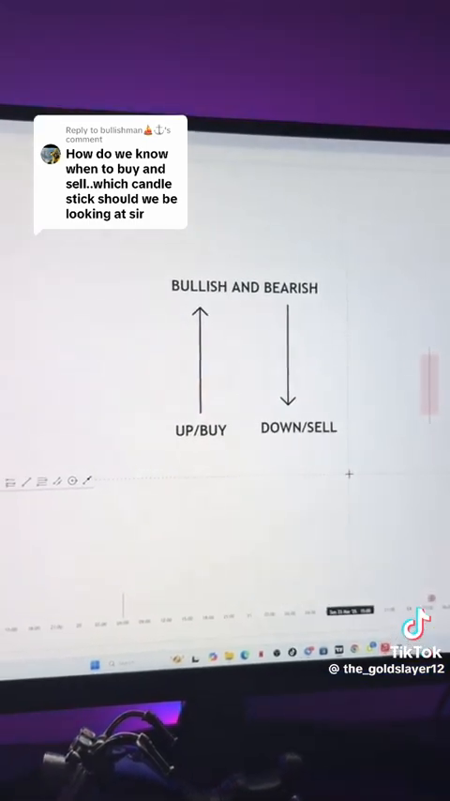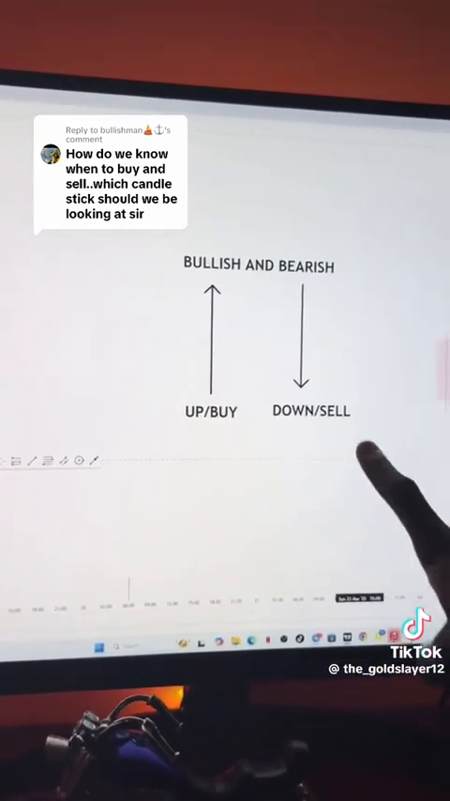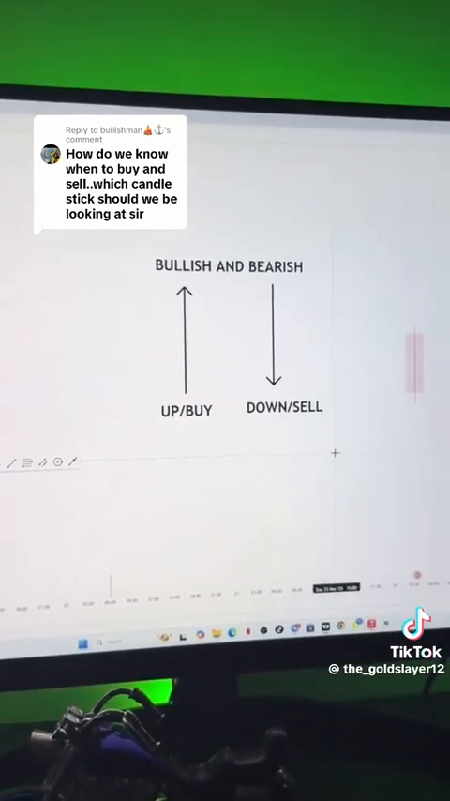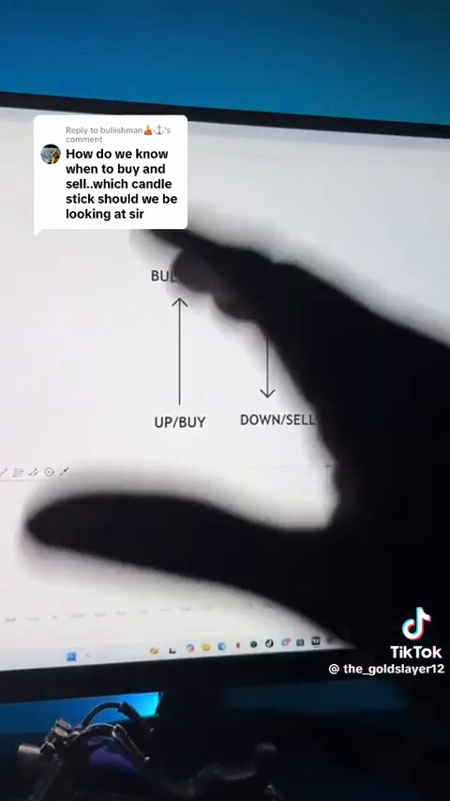Do you understand? That doesn't mean when you see a bullish candle you start buying, or when you see a bearish candle you start selling. No, that's why I said there's more technical stuff to this, but this is just the interface.